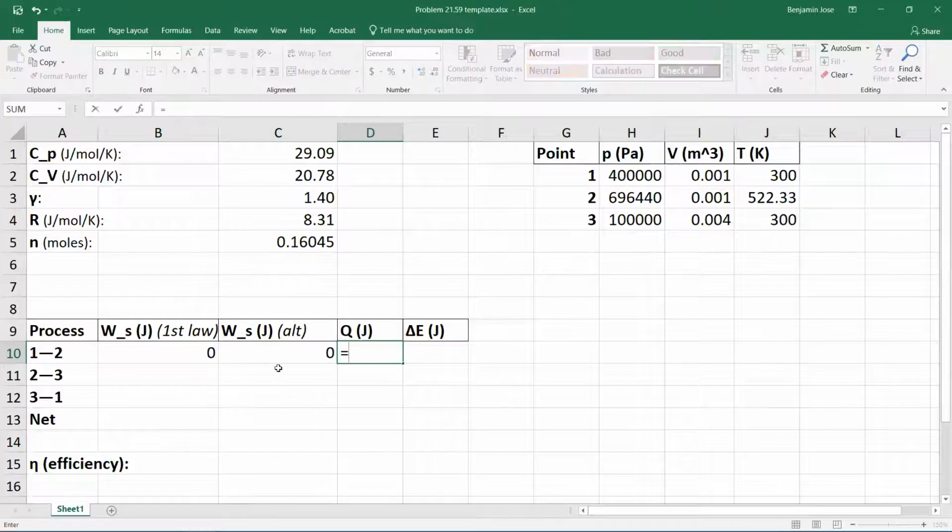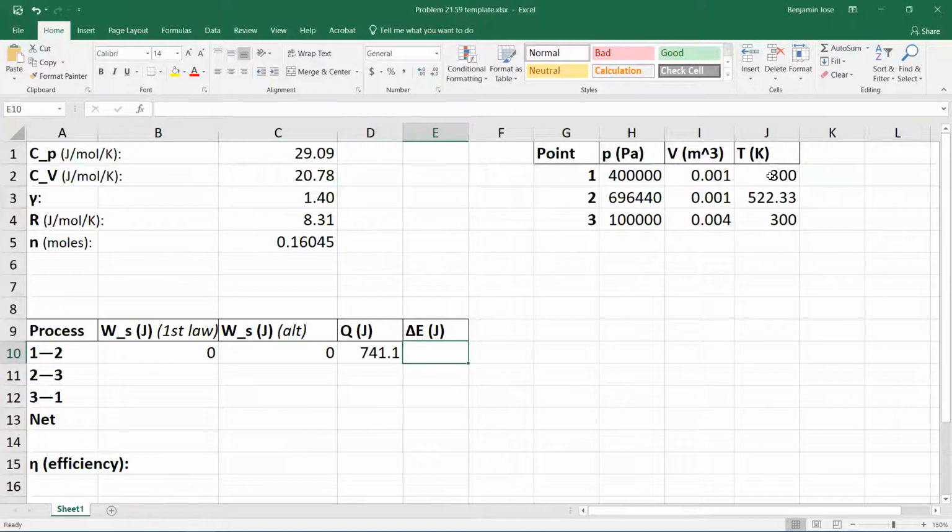So this is going to equal the number of moles times the constant volume heat capacity for a diatomic ideal gas times the temperature difference. So how much did the temperature change in going from state 1 to state 2? That would be T2 minus T1.